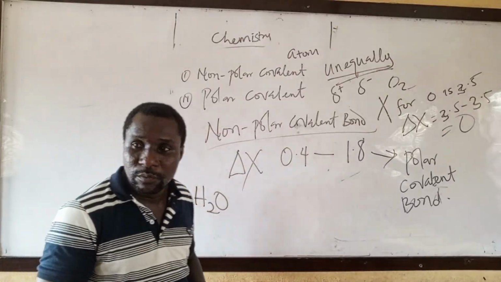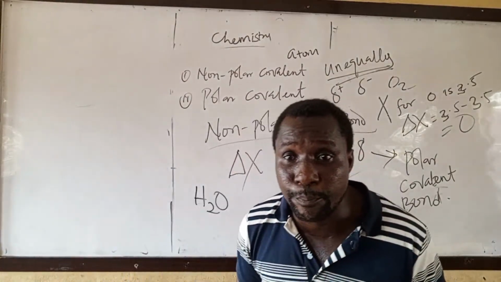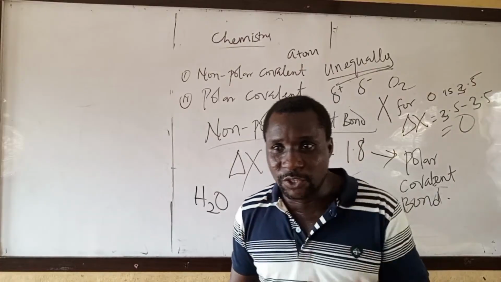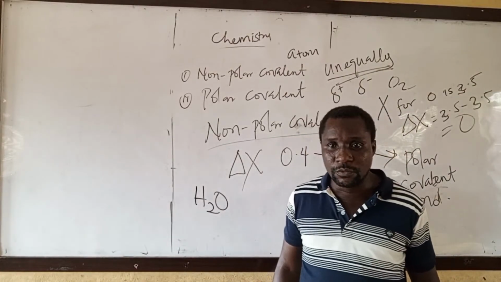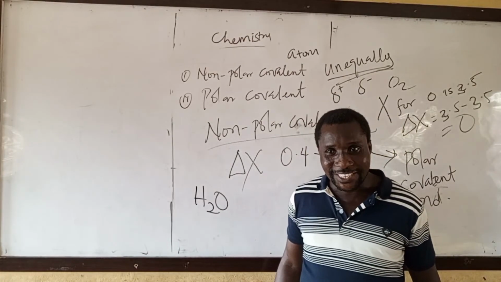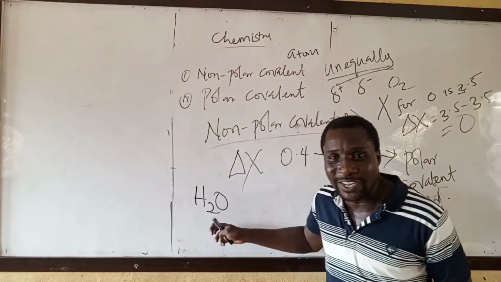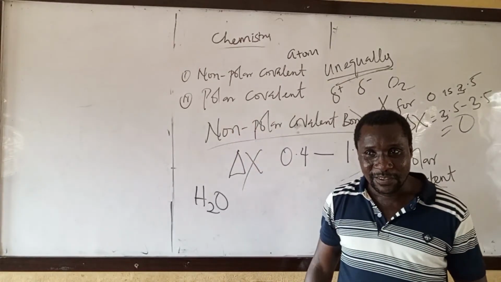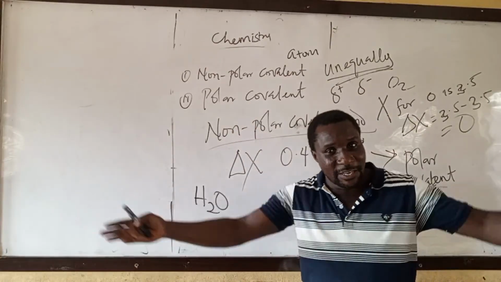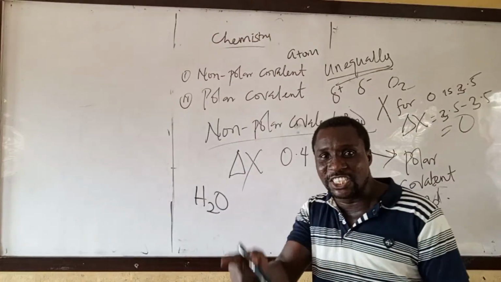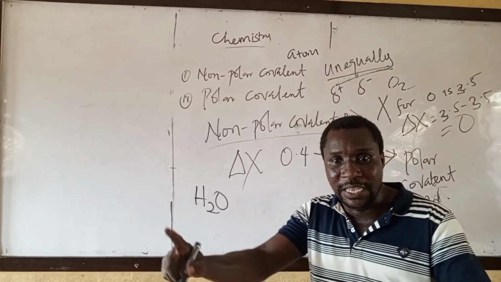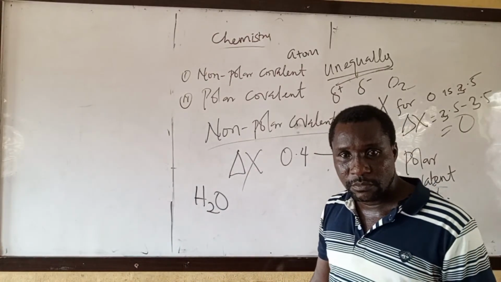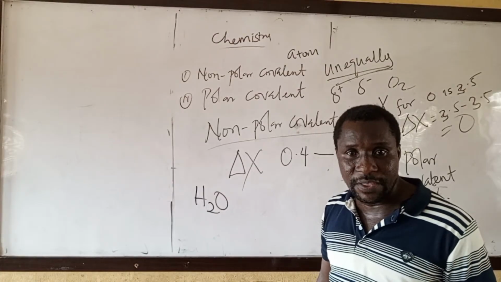Water is what? Polar. That's why they say water is a polar solvent. If they ask you to give an example of a polar solvent, what will you say? Water. Why? Because water exhibits a polar covalent bond. It has a partial positive charge and a partial negative charge. It's a polar solvent.